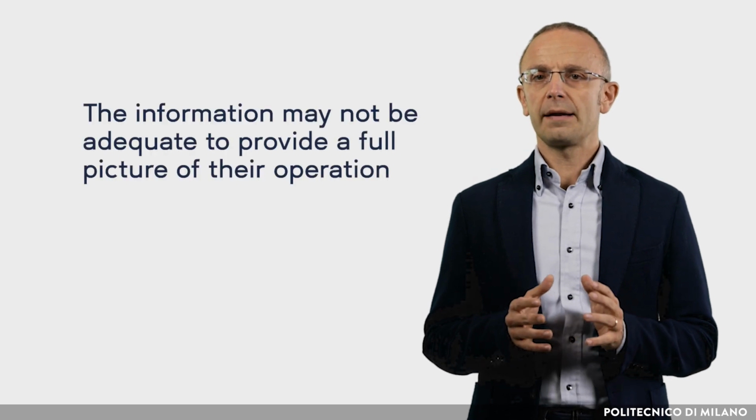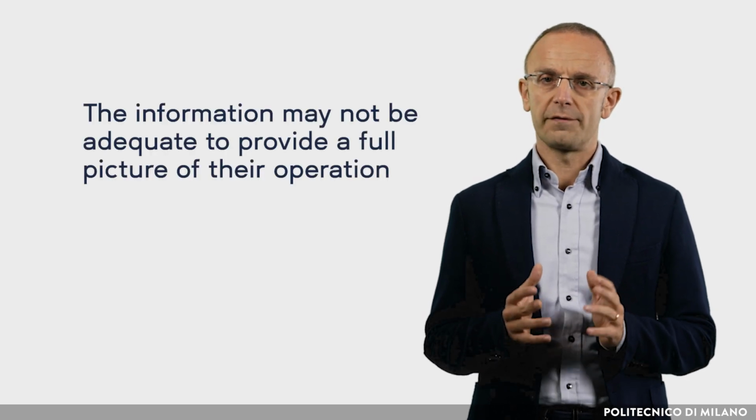Although much data and features about systems can be obtained from design schemes or interviews to O&M personnel, the information may not be adequate to provide a full picture of their operation. For instance, if just aggregated electricity consumptions are available and no information of the share among the specific functions, such as air conditioning and lighting, is existing.